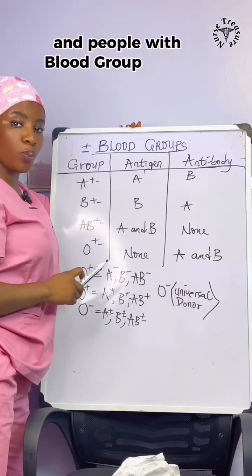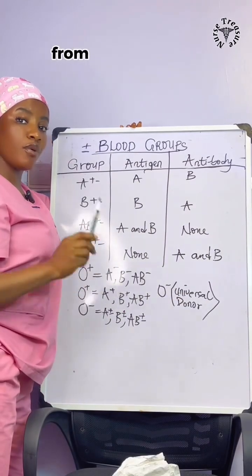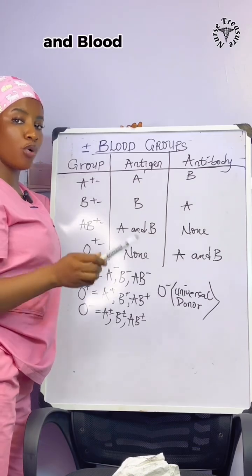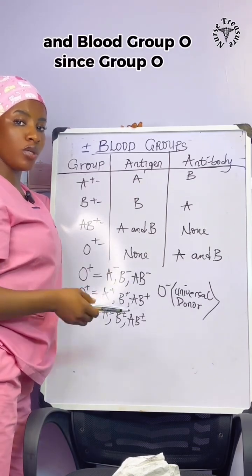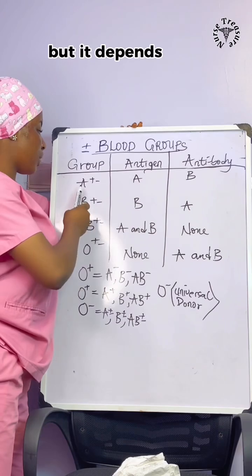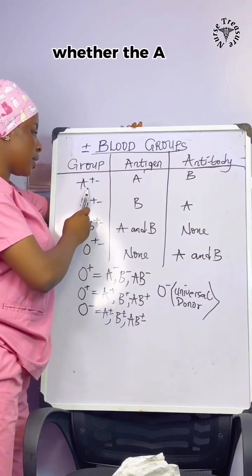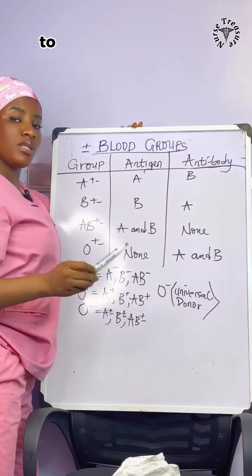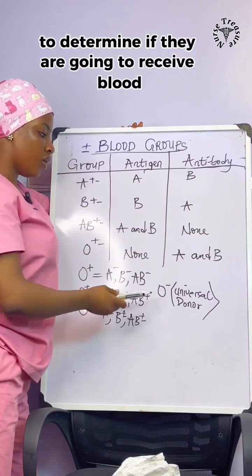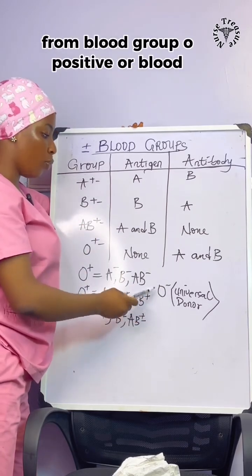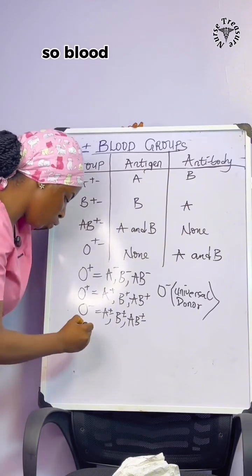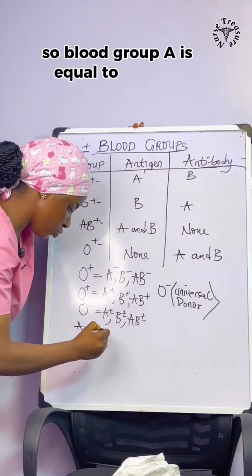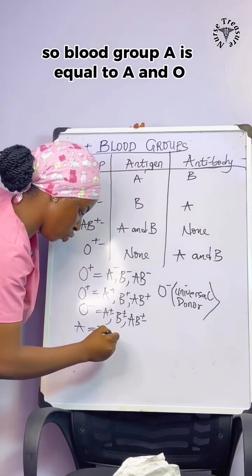And people with blood group A can only receive blood from their fellow blood group A and blood group O, since group O is universal donor. But it depends on the rhesus factor, whether the A is positive or negative, to determine if they are going to receive blood from blood group O positive or blood group O negative. So blood group A is equal to A and O.